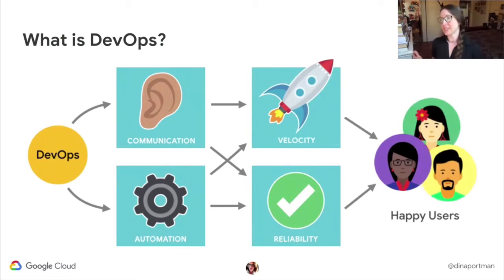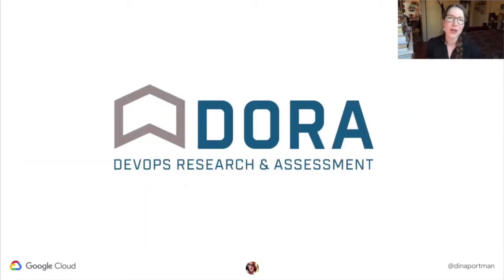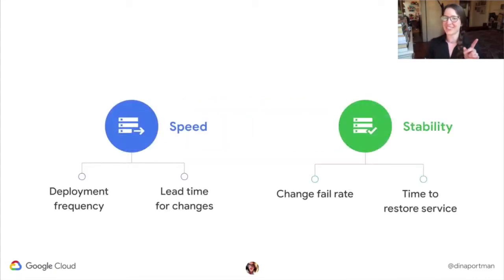Now, another word that you're going to hear me throw around is DORA. DORA is the DevOps Research and Assessment team. And through 6 years of research, they identified 4 key metrics that are predictive of success, which is a very strong relationship, stronger than correlation. And roughly, these 4 key metrics fit into 2 buckets: speed and stability. On the speed side, we have deployment frequency and lead time for change. And on the stability side, we have change fail rate and time to restore services.